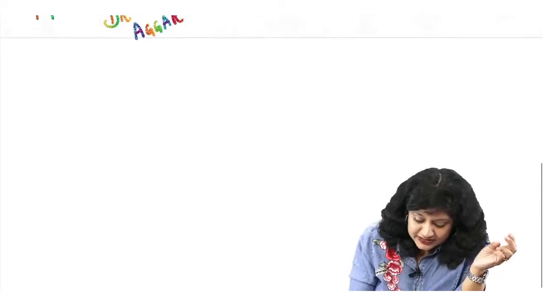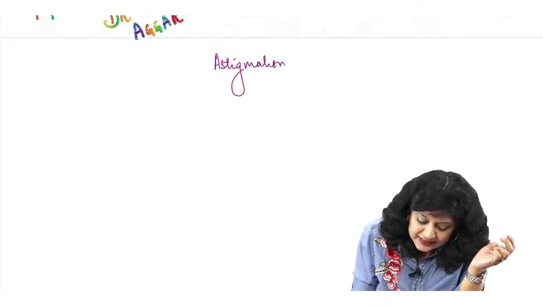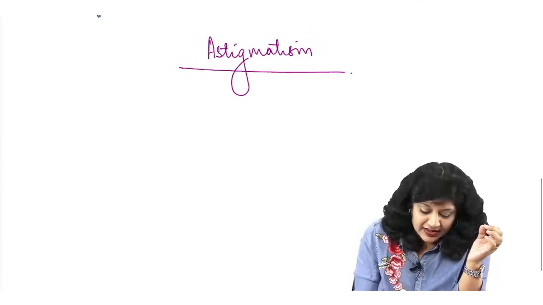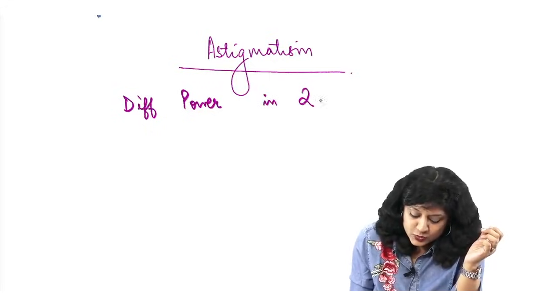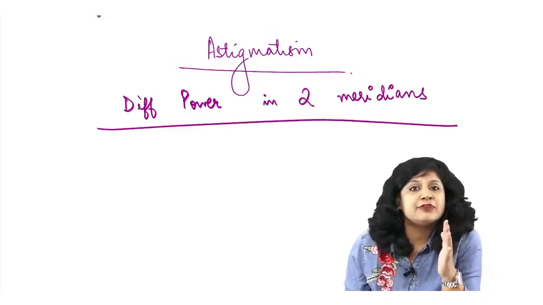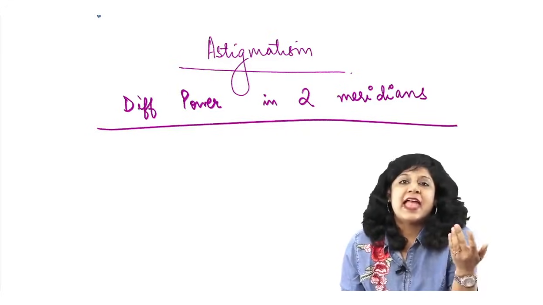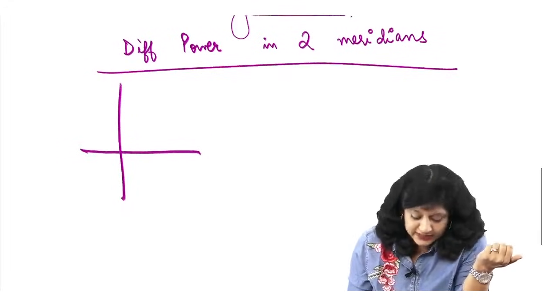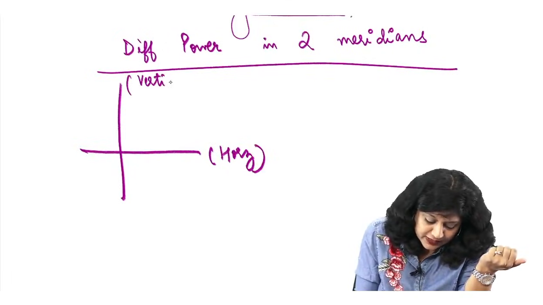First of all, we will start with astigmatism. What is actually astigmatism? Astigmatism simply means when I have different power in the two meridians. This is as simple as that. If I have different power in at least two meridians, then that is called astigmatism. For example, if I take this, I have two meridians here. One is the horizontal meridian and one is your vertical meridian.